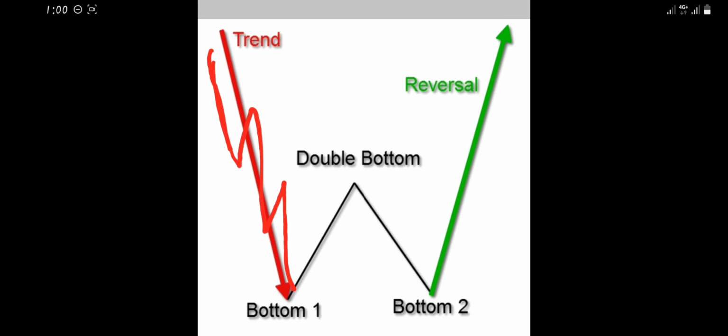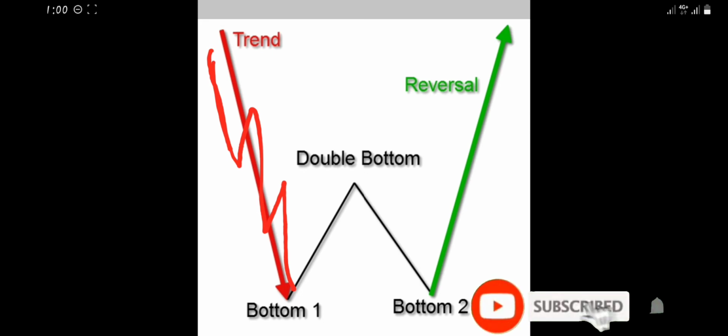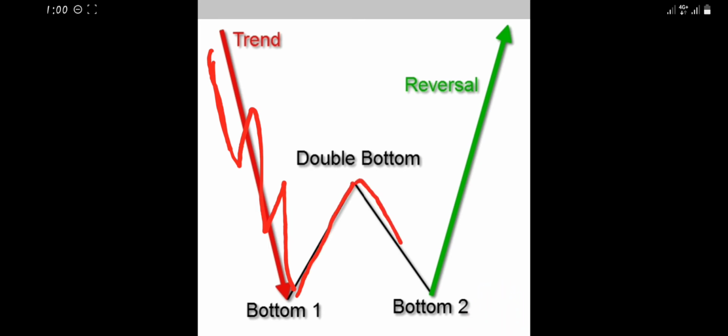So the first thing that happens when a trend is about to change is that price will establish a support level. The first support level established by price is what we call the bottom one. Price will test a level, jump off that level, then come to retest that level.